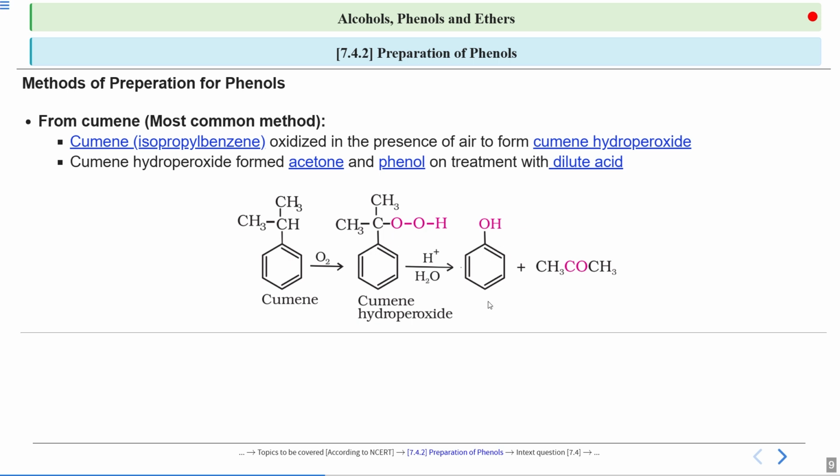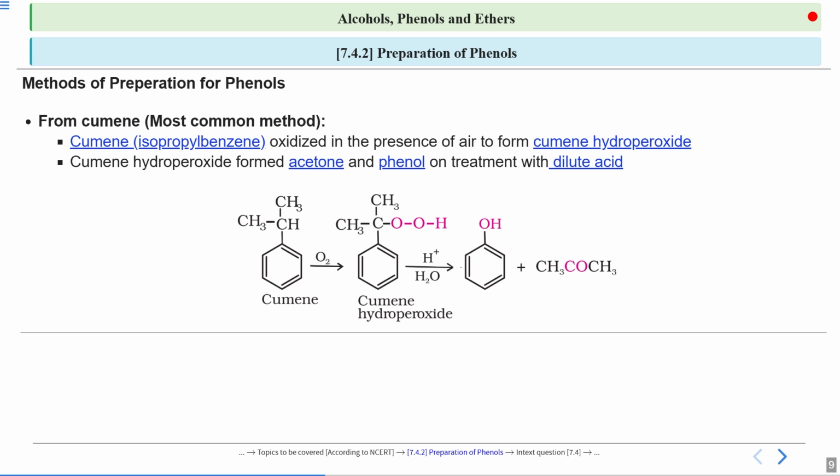So this is how, from four methods, we prepared our phenol. First method we saw was from haloarenes, that is, we took a chlorobenzene, and from chlorobenzene we got a phenol. Next method we saw was benzene sulfonic acid, that is, an SO3H group attached to your benzene ring. By electrophilic substitution reaction, from benzene sulfonic acid you get a phenol.